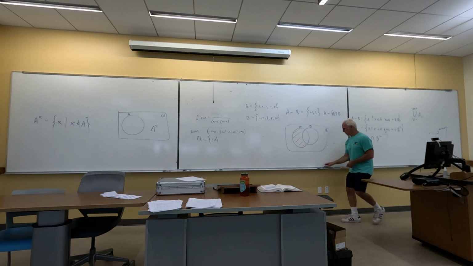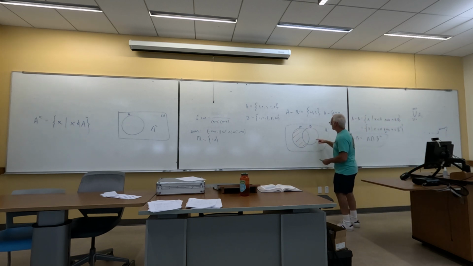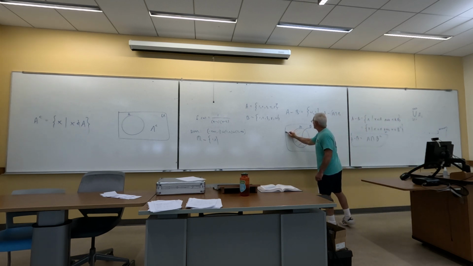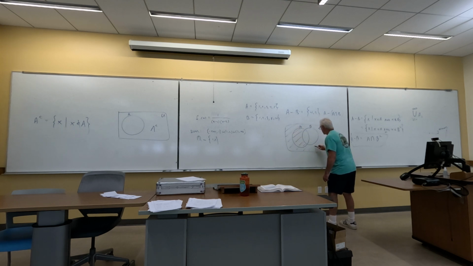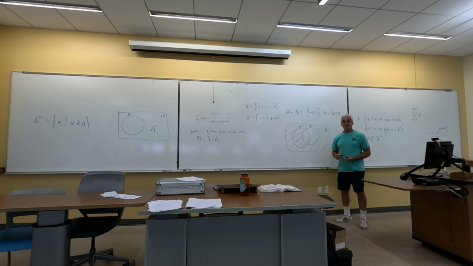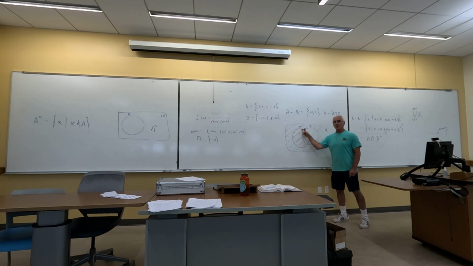So look at my picture over here. What is B complement? Wouldn't B complement be everything outside of B? Now, everything outside of B, everything inside of A, it's only the orange that's the intersection then, isn't it? Because I'm outside of B and simultaneously inside of A, it's this.